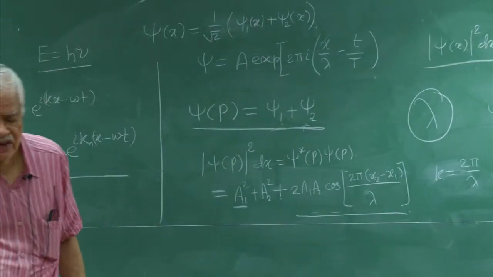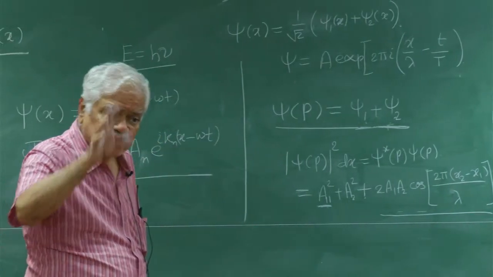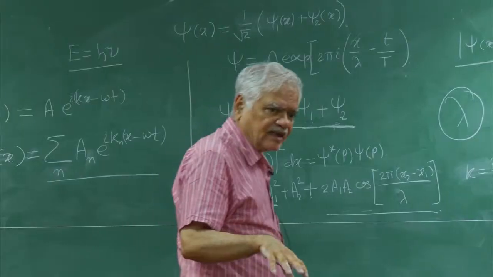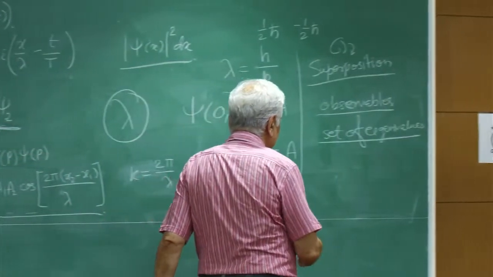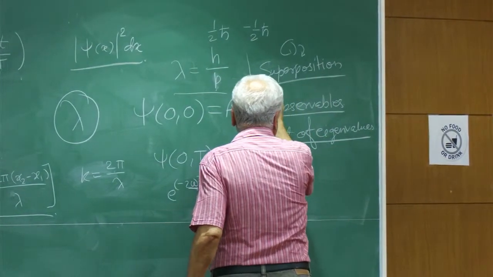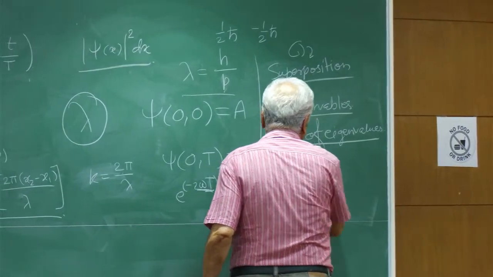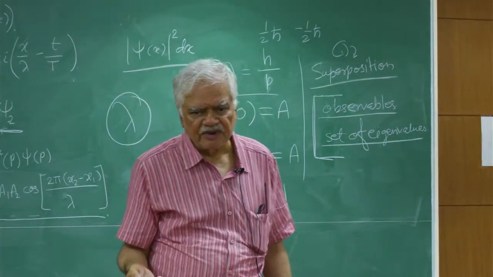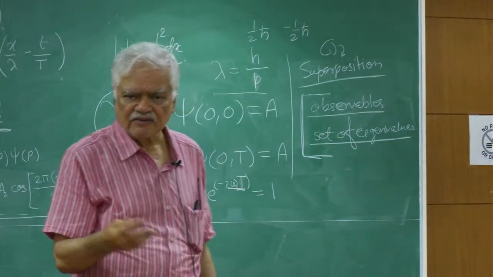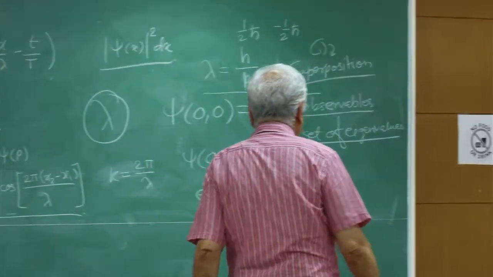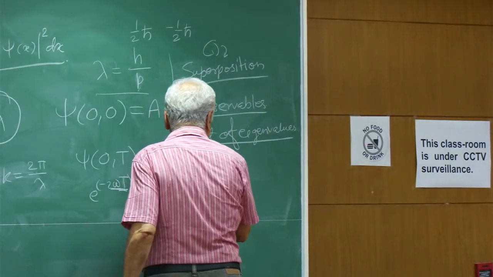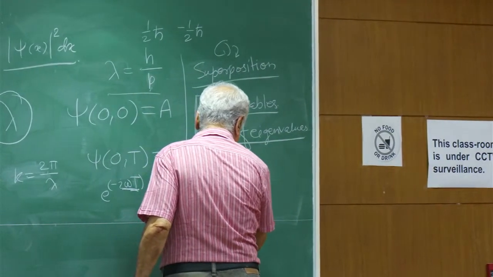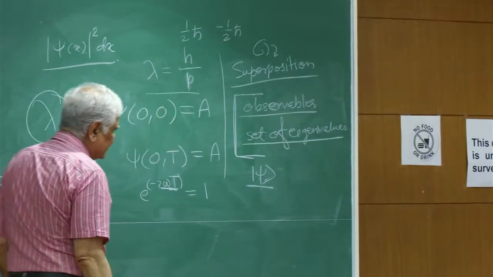No. Eigenvalues are not normalized. Eigenfunctions, the states, are normalized. We'll come to that in a moment. So these two are the basic building blocks of my quantum system. I have to list the observables, and for each observable I must find out the eigenvalues. But that is not the end of the story. For each eigenvalue, there is an eigenstate. I will come to that. This is called ket. We will come to that.